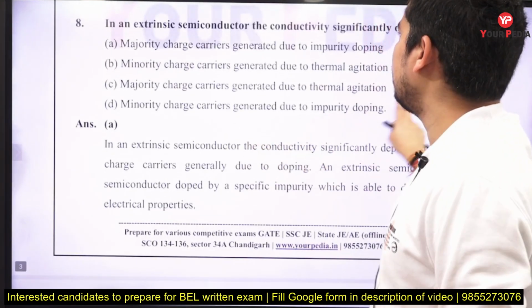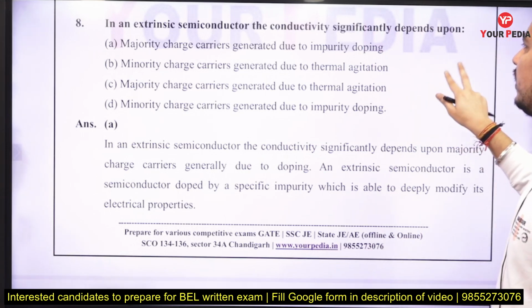In an extrinsic semiconductor, the conductivity significantly depends upon what?